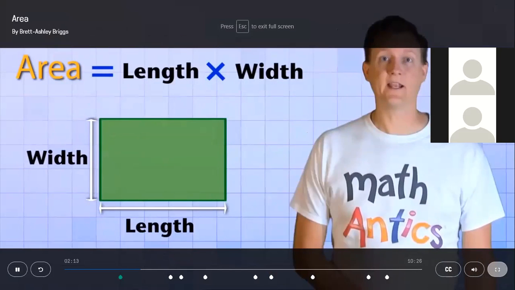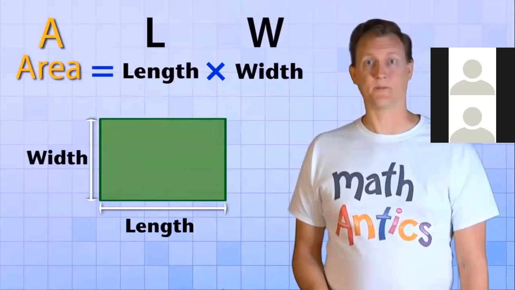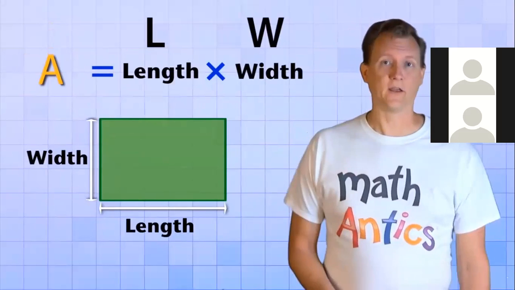The length and the width. So the formula... Area equals length times width. But it's often written with just the first letters of each word as abbreviations. A for area, L for length.